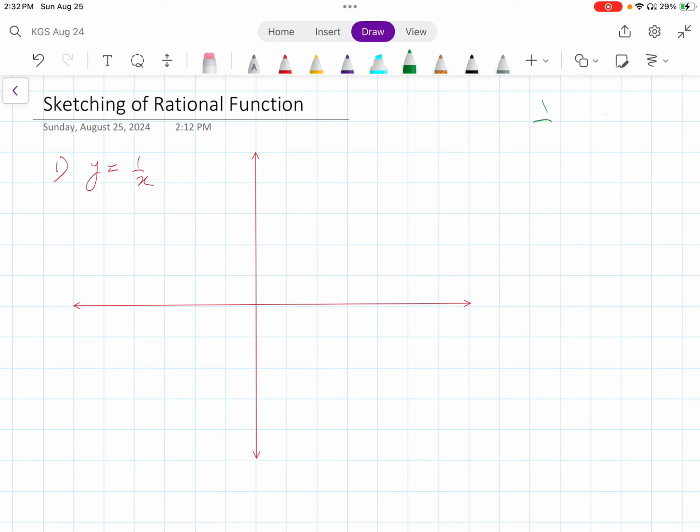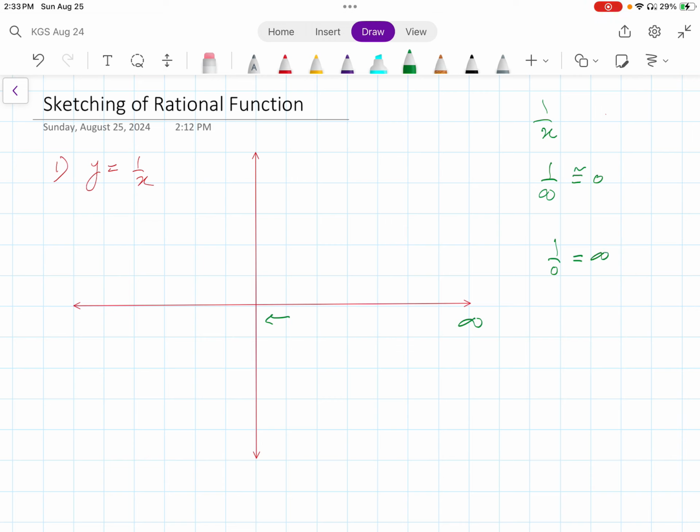According to the function 1 over x, if x gets larger, 1 over that larger value will be smaller. So y values are decreasing as x values are increasing. If x reaches infinity, 1 over infinity is approximately 0. That means the x-axis becomes the horizontal asymptote. Similarly, as x approaches 0, the y value approaches infinity.